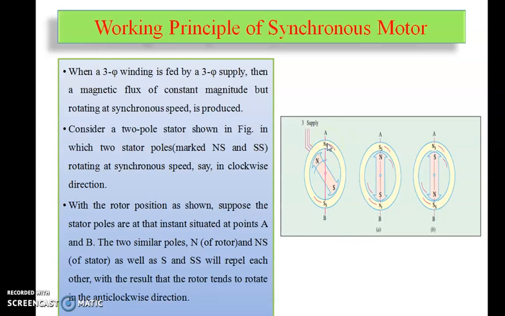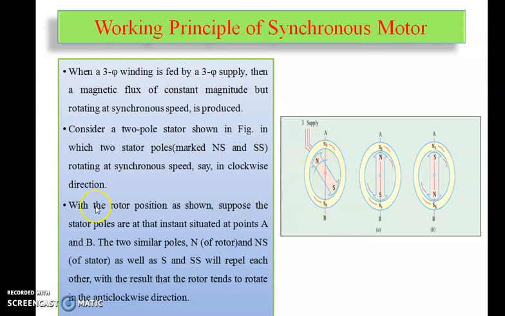S indicates synchronous. Sorry, it's a synchronous motor: synchronous motor's N pole, synchronous motor's S pole. This small s, which is called a suffix, stands for synchronous. This is the N and S pole. Now for simplicity, we are assuming a two-pole stator in which the two poles, NS and SS, are rotating at synchronous speed. We are just assuming that the rotating magnetic field is rotating in the clockwise direction.